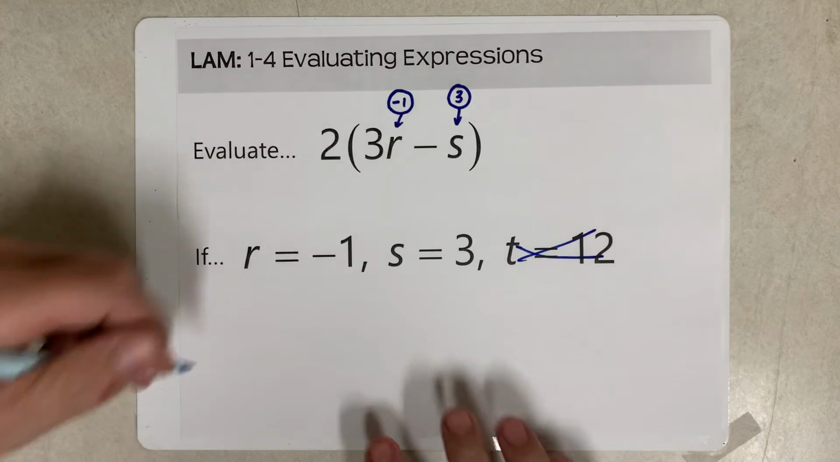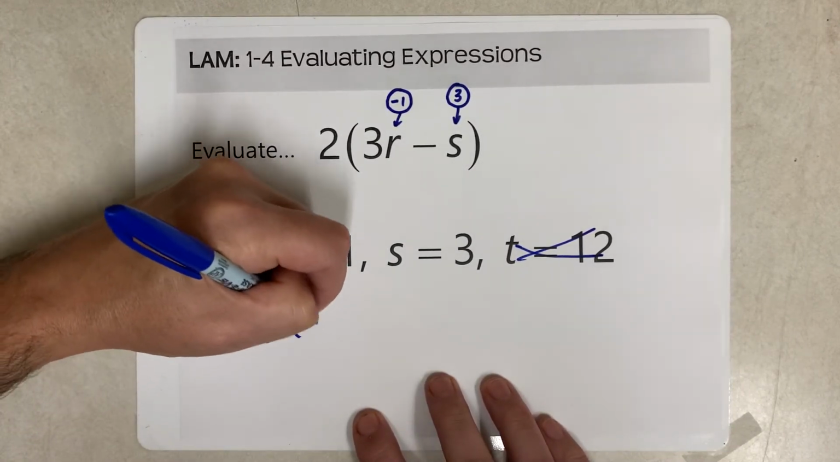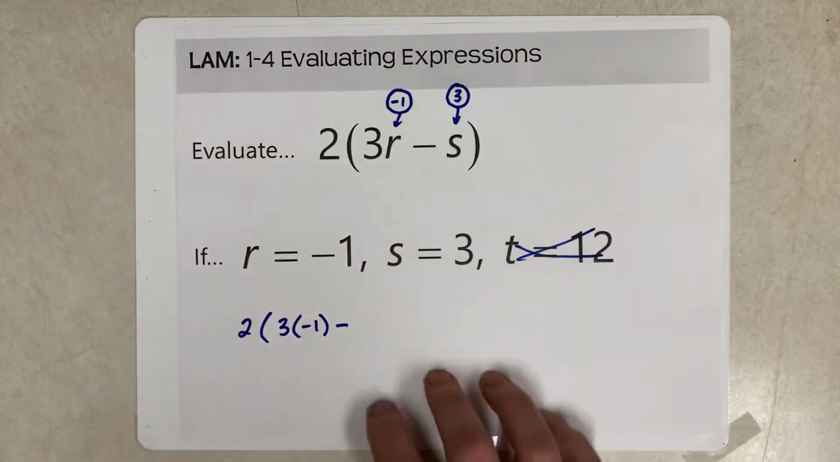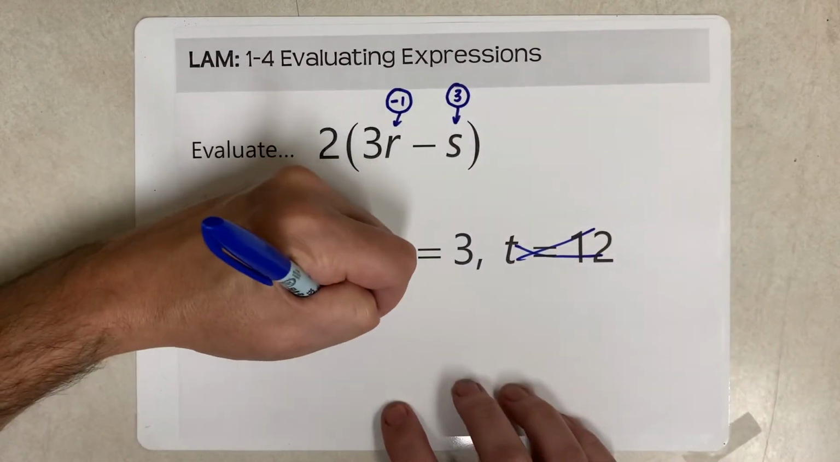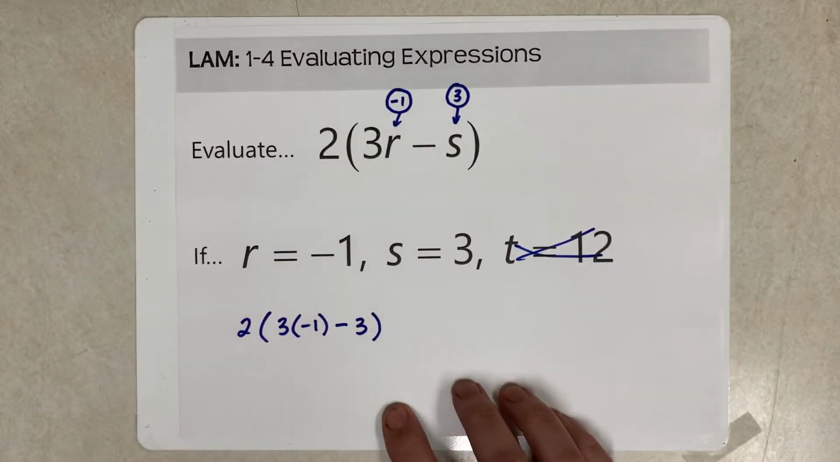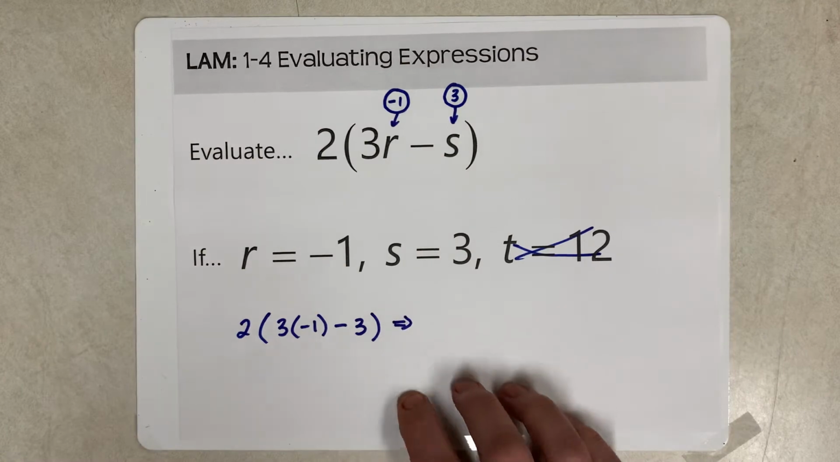All right, let's take a look. So 2 times 3 times -1 minus, I don't really need to put that 3 in parentheses because again, it's positive. So I'm just going to put -3. That should be okay. With experience, you get to learn when you have to have parentheses and when you don't.